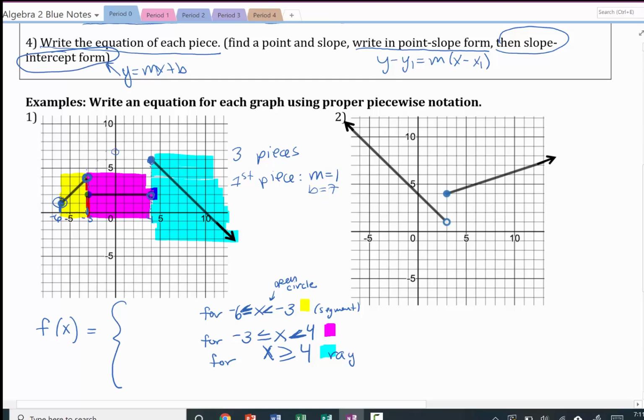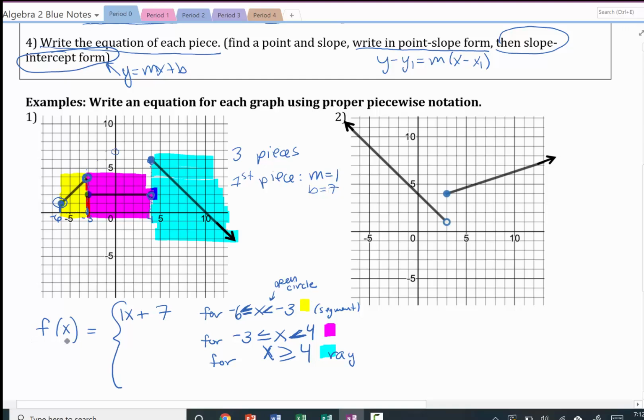Because right now on the graph, it's just showing me the part of it that's between -6 and -3. But when I'm writing the equation, I have to consider what the whole line would look like and keep all of that in mind as I'm figuring out my equation. So it looks like the equation for the first piece would be 1x plus 7.